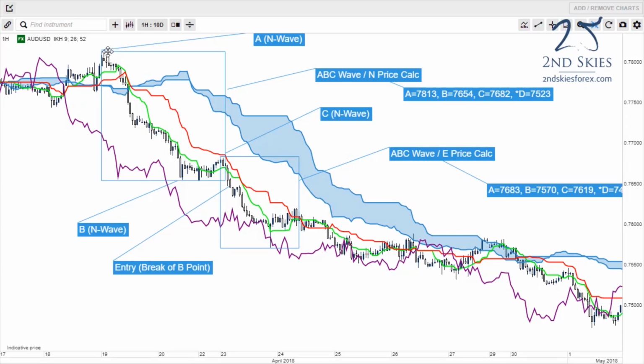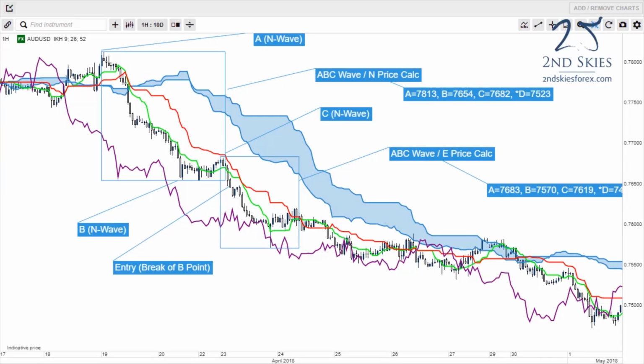Well, we have the wave 1 setup. We have the qualifiers in place. Here's your A, here's your B, here's your C. Once we break this B point, you're probably going to ask, by how many pips and how much do we need to close on it? And my overall answer is no, we don't need to close on the other side.